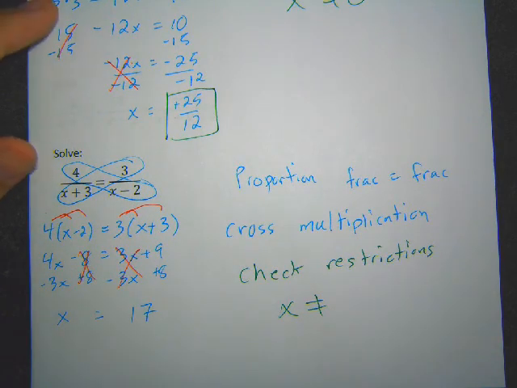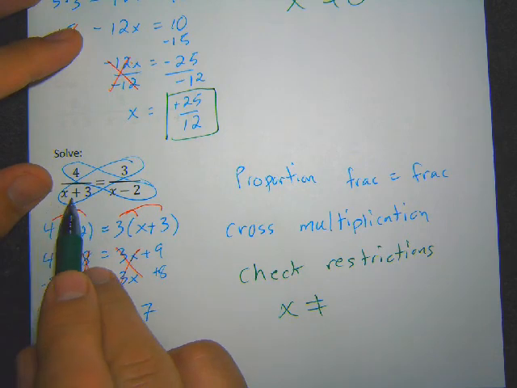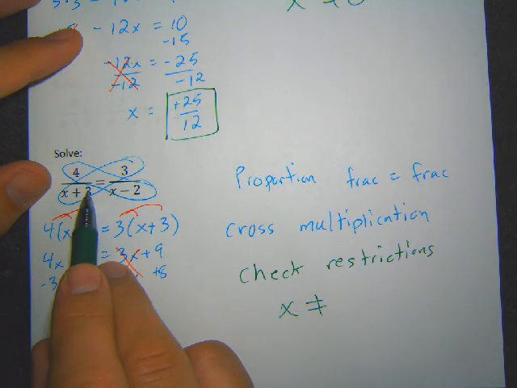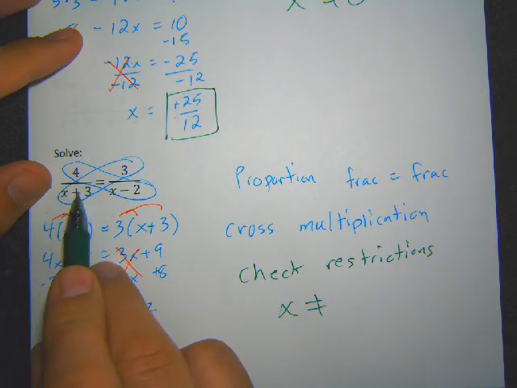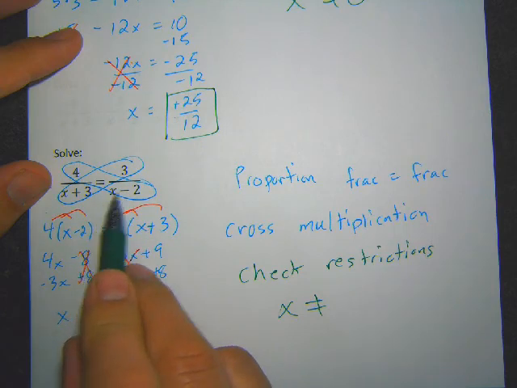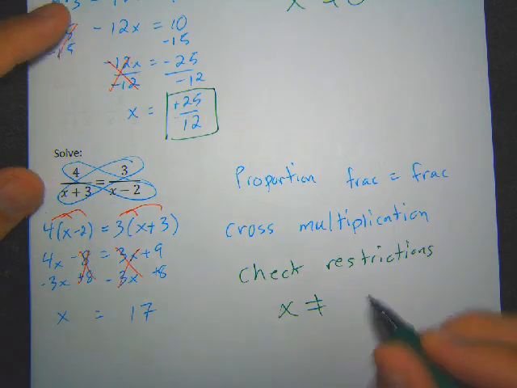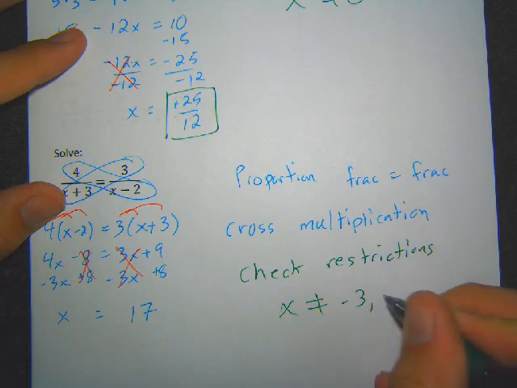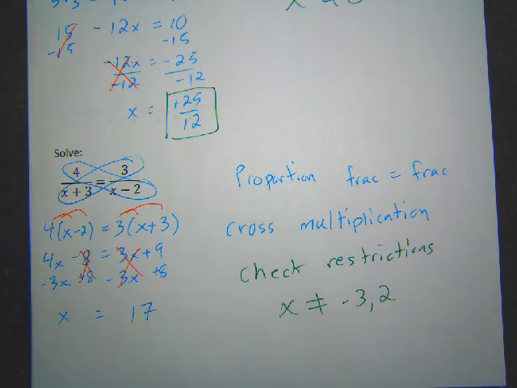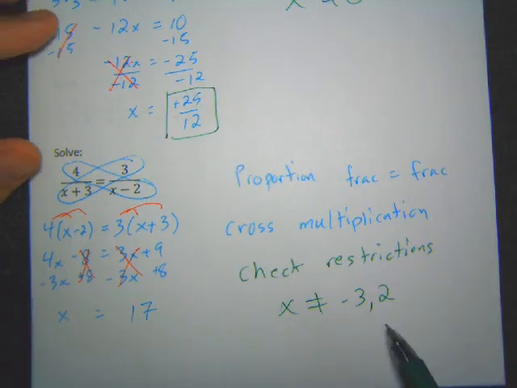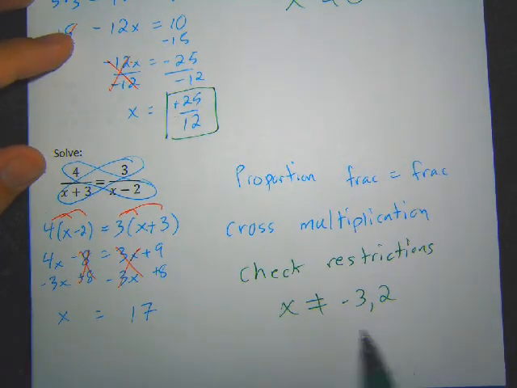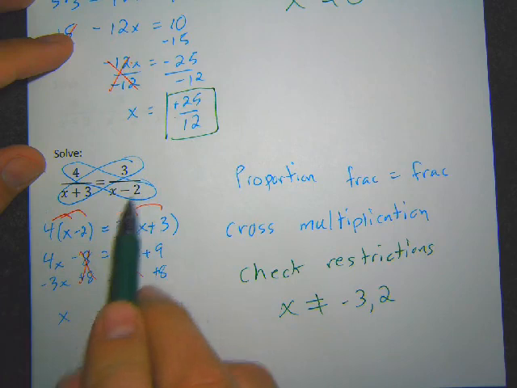So what I actually want to avoid this time are -3, because -3 plus 3 would be 0, and that would be a problem down here. And +2, because 2 minus 2 is 0, and that would be a problem here. So the actual restrictions this time are -3 and 2. Those are the things I want to avoid. So you'll notice here, restrictions can be all kinds of numbers. It really depends on what expression you have at the bottom of your fractions.